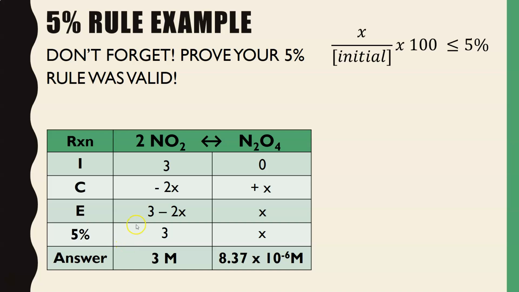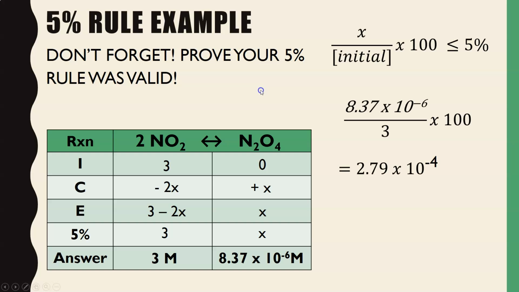All right, well, our X value was 8.37 times 10 to the minus 6. I divide it by my starting concentration, which was 3. I'm going to multiply by 100, and we're going to see what we end up with. There we go. Yes, this was less than 5, so this was valid to use the 5% rule.